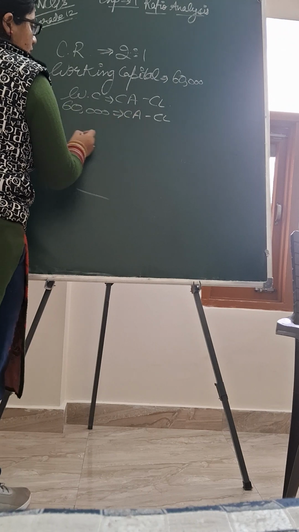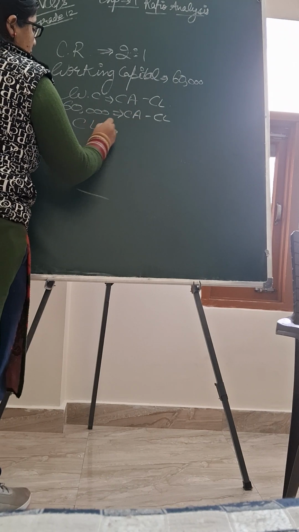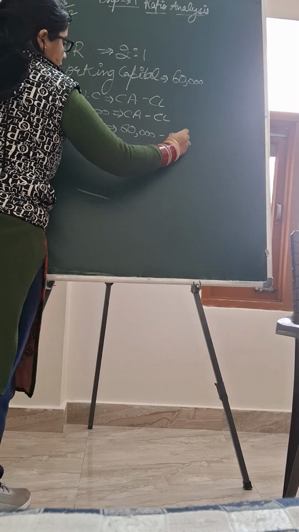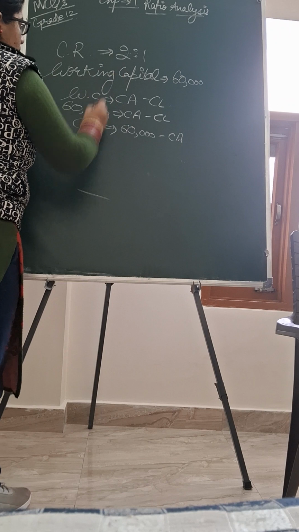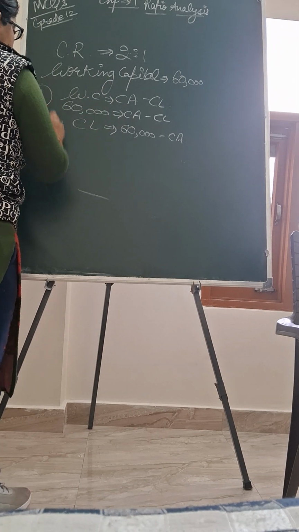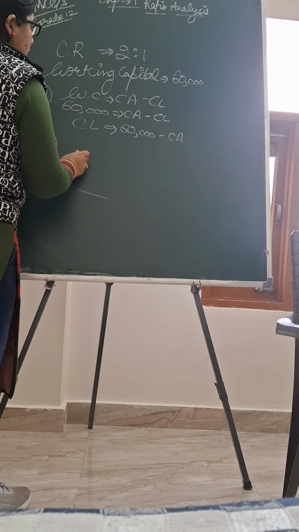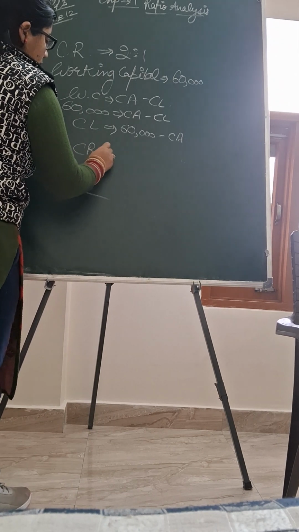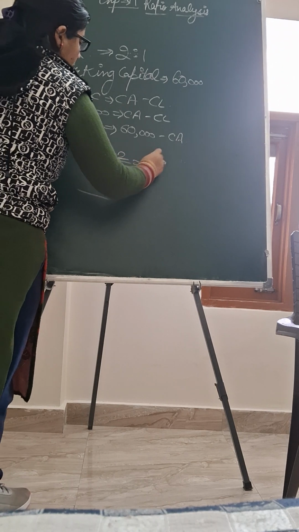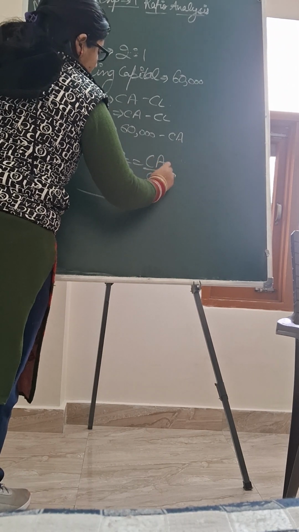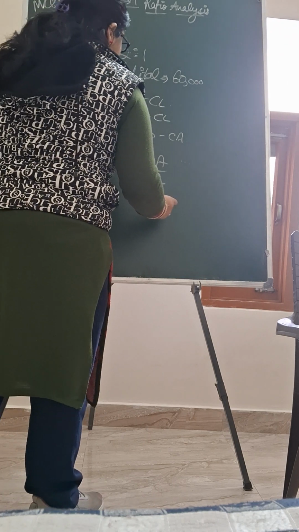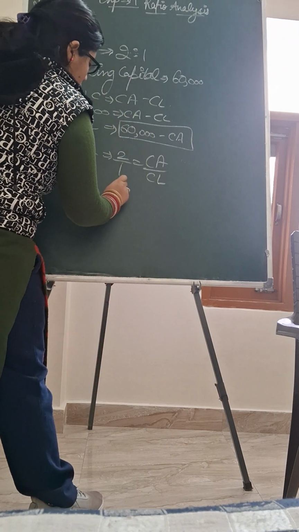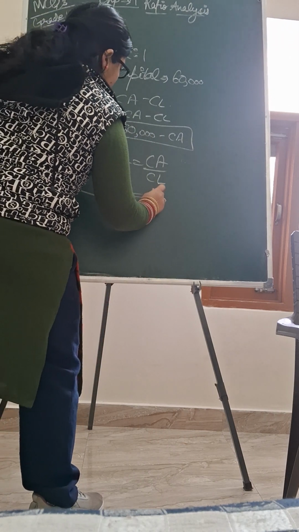So what we will do, we will formulate it. CL is equals to 60,000 minus CA, the basic equation, and then we have the current ratio. This is step 1 we are doing, and in step 2 what we have to do, we have to find out the current ratio. So current ratio is given to us 2:1. Formula is current assets over current liabilities, and now we will use this equation because current liabilities is how much? 60,000.